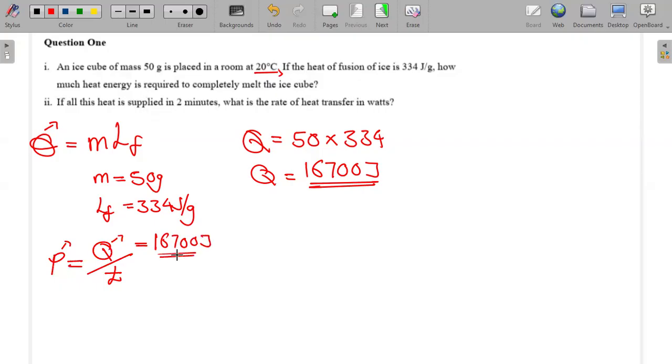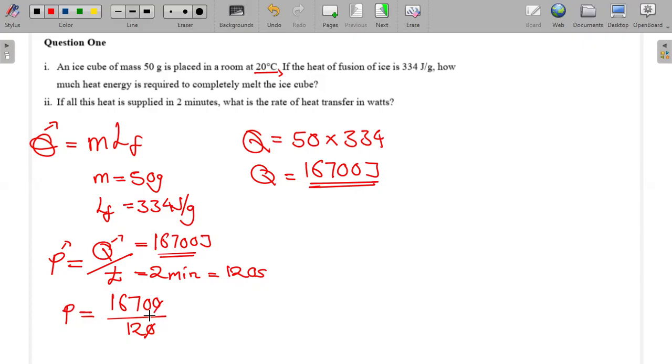16,700 joules, like that. Then time, they've given us to say this is being supplied in what? In 2 minutes. Which if I multiply this by 60, I'm going to get 120 seconds. So that means we're almost done with this question, because the only thing that remains is plugging into the equation what we already have. So this will be 16,700 divided by 120.